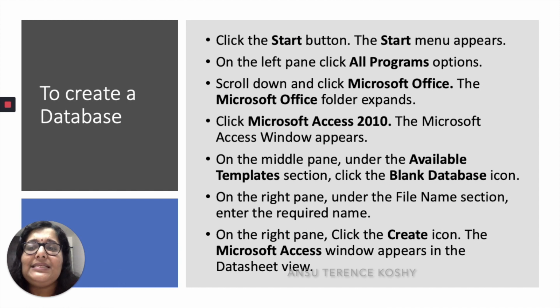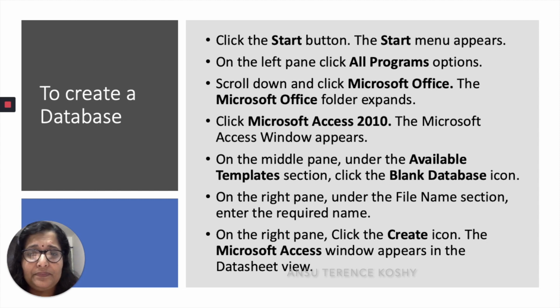Steps to create a database. Click the Start button. The Start menu appears. On the left pane, you have to click on the All Programs option. Then you have to scroll down. You have to find the Microsoft Office folder and click on it. The Microsoft Office folder expands. In that, you have to look for Microsoft Access 2010.